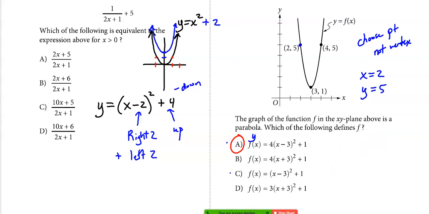If you would have tried to put it in this other one, you'd have 2 take away 3 squared plus 1, which is really 1 plus 1, which would have come out to be 2, and we needed it to be a 5. So that's how I also knew this was eliminated.